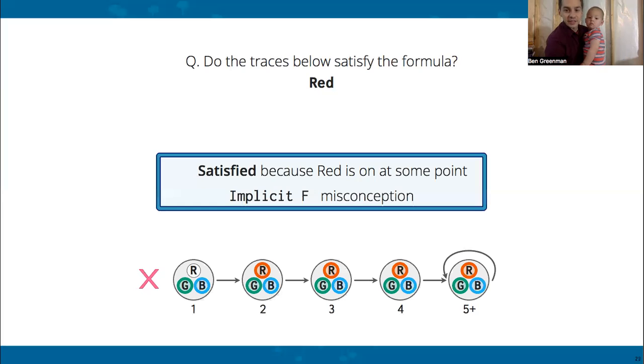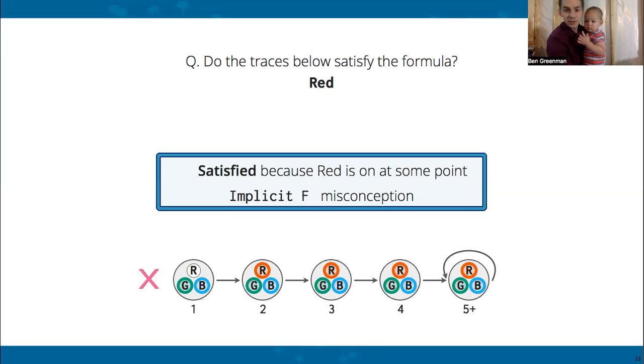And yet, we've seen many, many responses, usually more than half, especially when we talk to the students that we've had, saying this trace does satisfy the formula, and the reasoning is because red is on at some point. So this points to an implicit F misconception, thinking that a formula like red that doesn't have any temporal operators around it should be interpreted as having an implicit eventually, or implicit F on the outside of it.